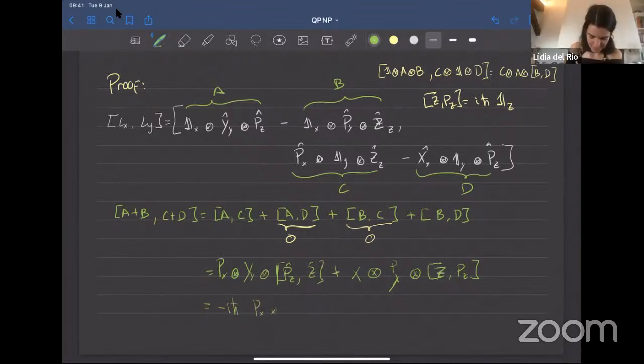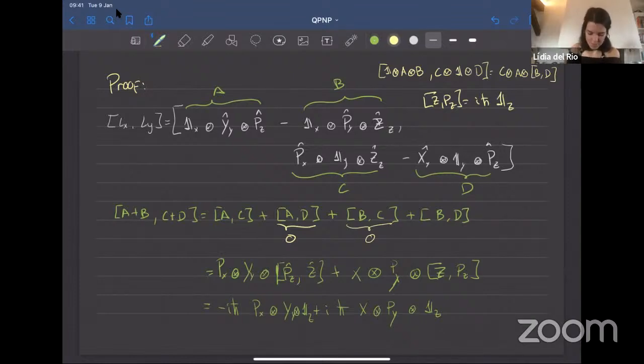PX tensor Y plus i h bar tensor identity in Z, X PY, tensor the identity in Z.